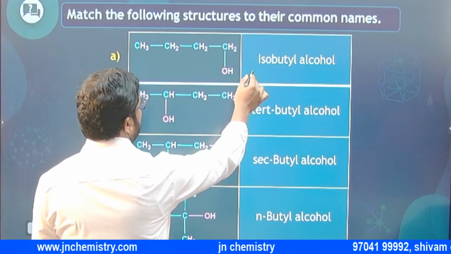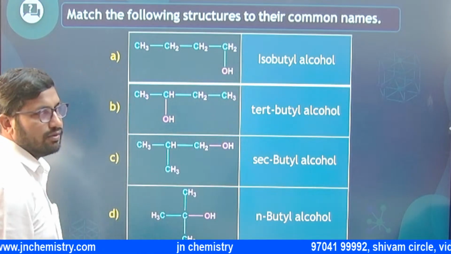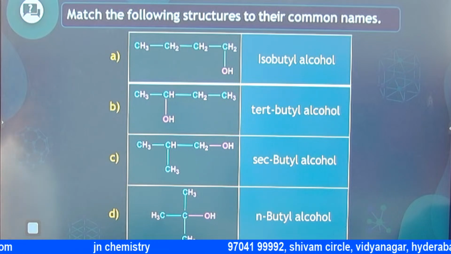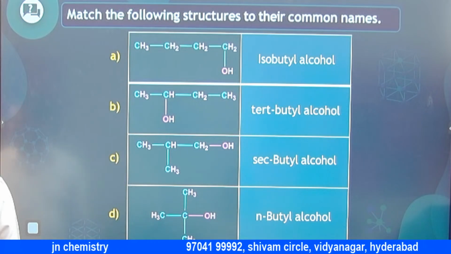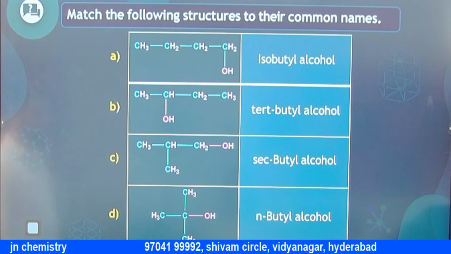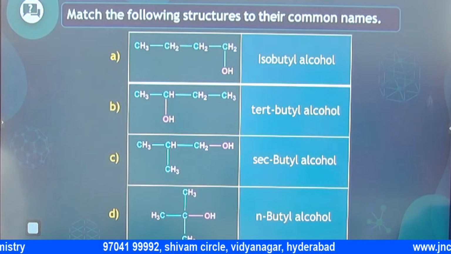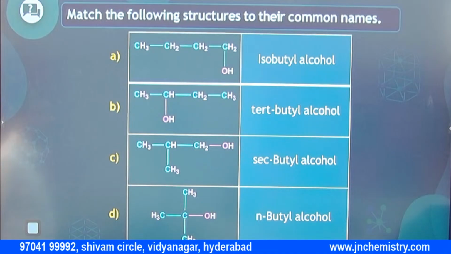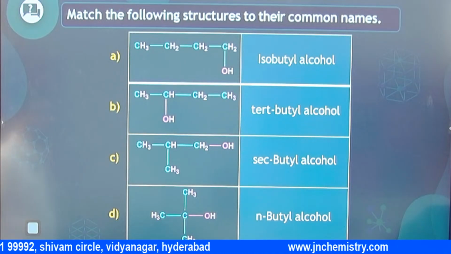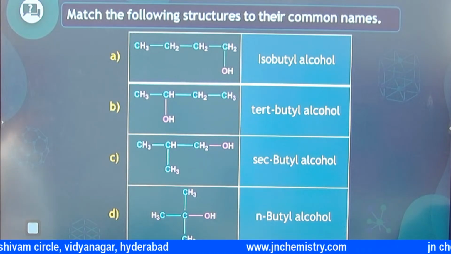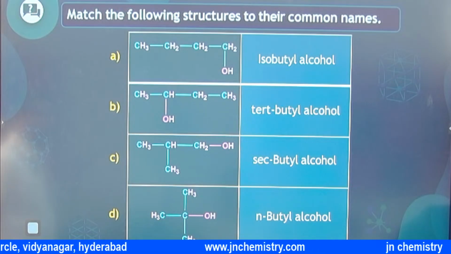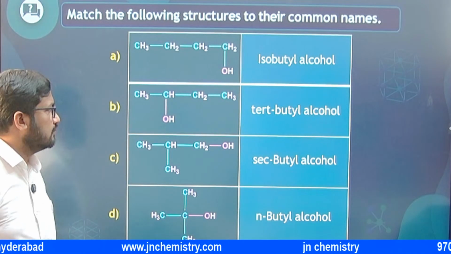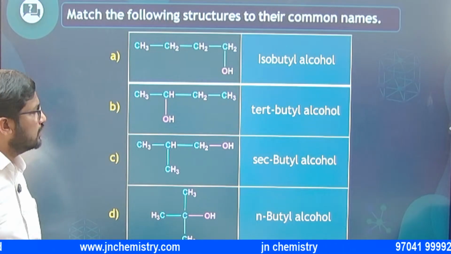This is isobutyl alcohol. Now match the following compounds. Come on, match the following compounds. Come on, tell me. Isha, try it. Okay, write it.